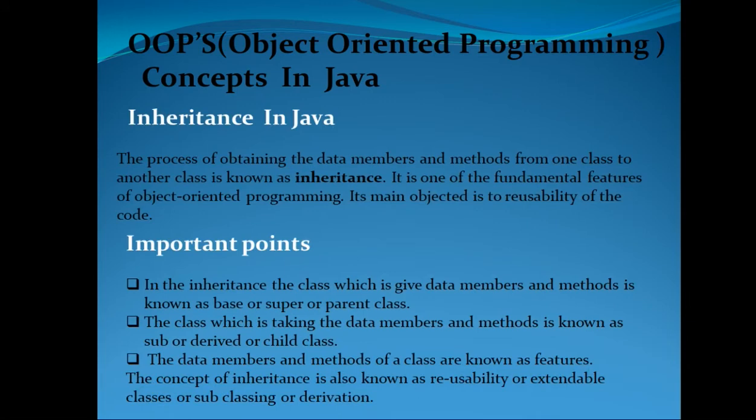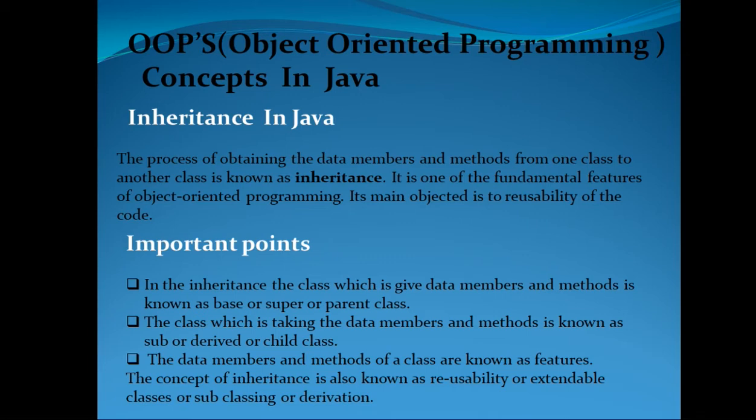Now let's discuss inheritance in Java. The process of obtaining the data members and methods from one class to another class is known as inheritance. It is one of the fundamental features of object-oriented programming. Its main objective is reusability of the code.